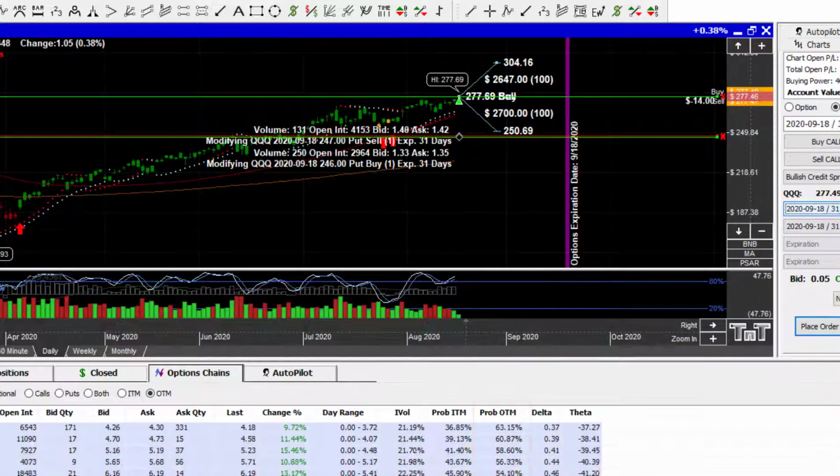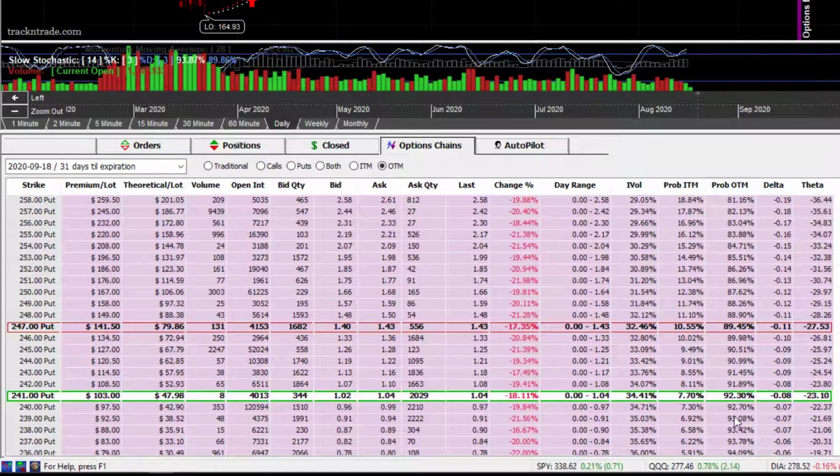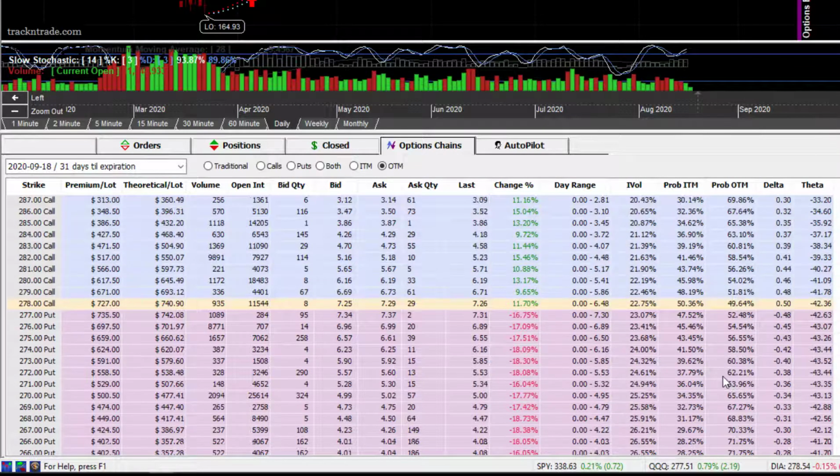Now, what this is doing is it's saying that right here we're going to sell the 247 put and we're going to buy the 246 put. And you're like, well, why would you do that? It's so close together. Credit spreads are generally, don't we put a big gap between them? Well, you can, and it's pretty traditional to do so. But let's look at the math and see if that's really realistic to do.